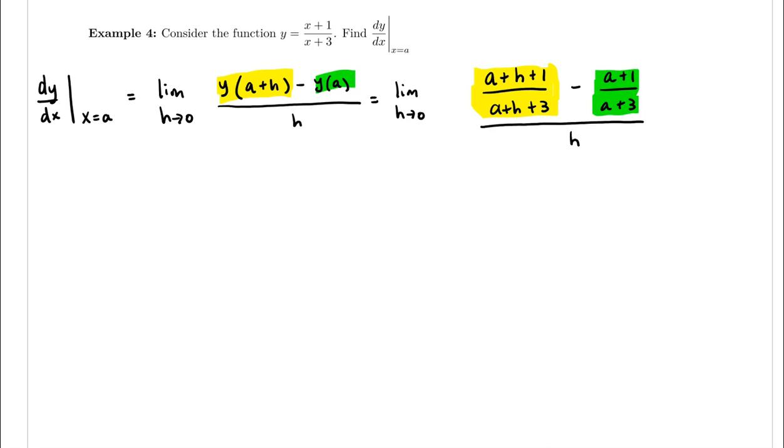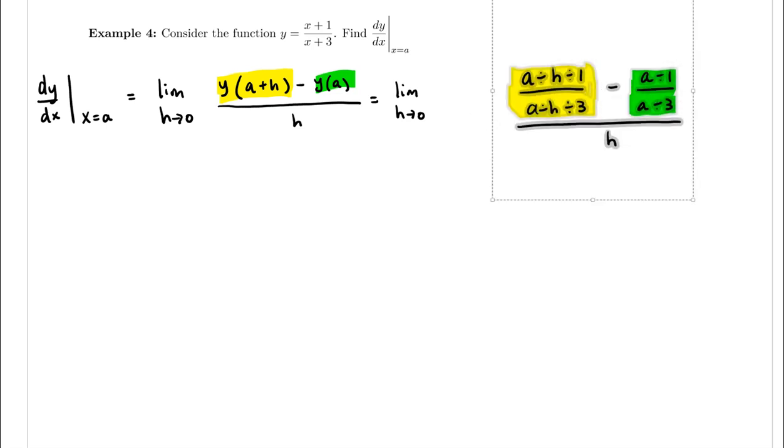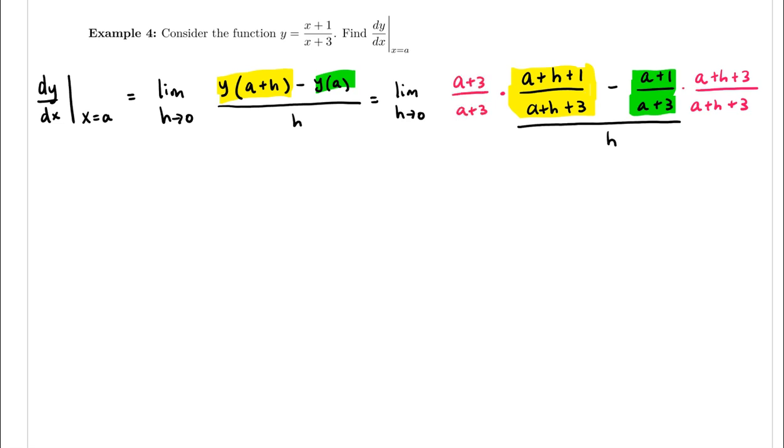So how do we deal with this? I cannot use direct substitution because that would lead to division by 0. So I need to find a common denominator. Let's move this over a little bit. So my second fraction here, I'm going to need to multiply by a plus h plus 3 over a plus h plus 3. As long as I'm multiplying by some form of 1, that's okay. And then the first fraction, I would need to multiply by a plus 3 over a plus 3.